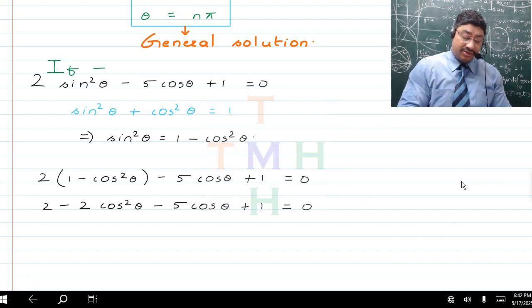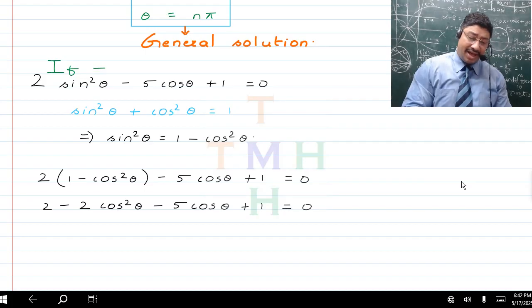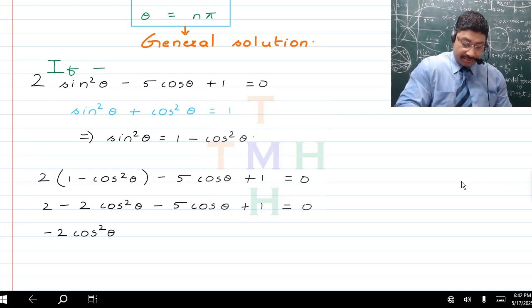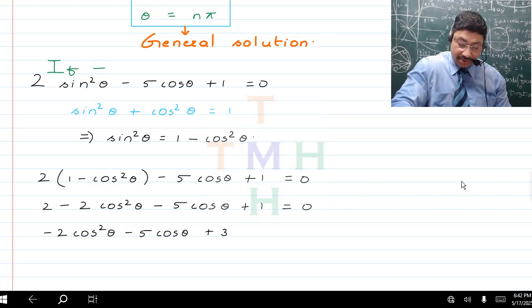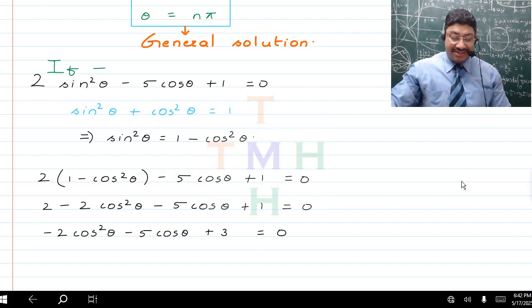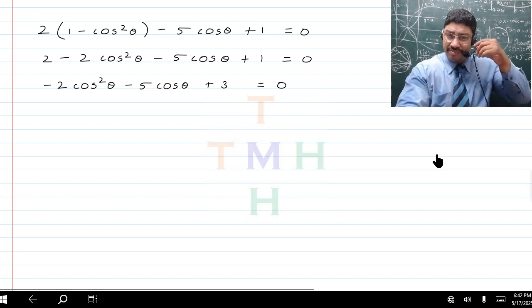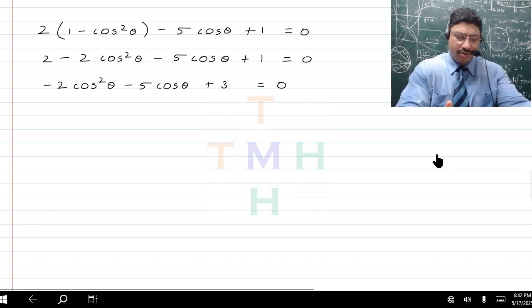Okay, here children, next what we do is we can now have the quadratic term written first, that is minus 2 cos squared theta, and then minus 5 cos theta, right? And then you have 1 plus 2, which becomes equal to 3, which is equal to 0. Now this thus becomes a simple quadratic equation, just that the variable in place of being x or y is actually cos theta. No problem.